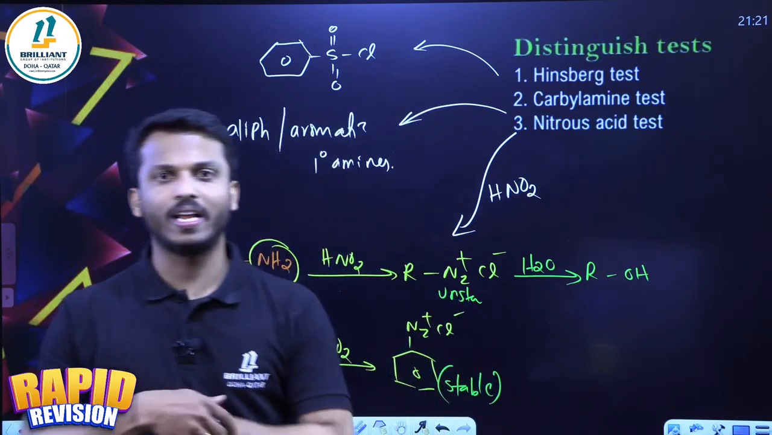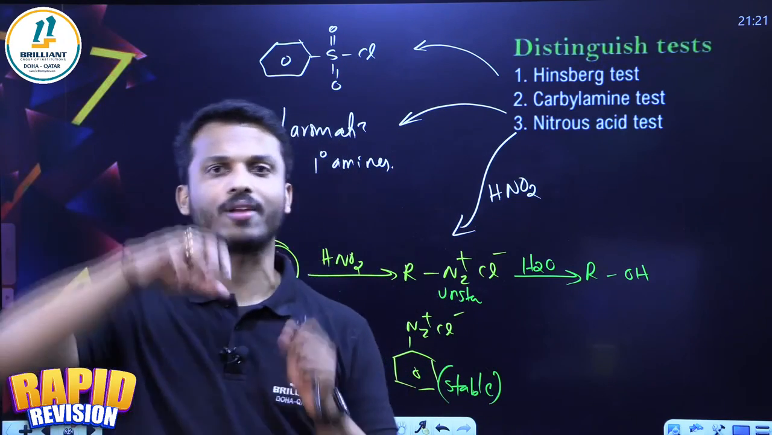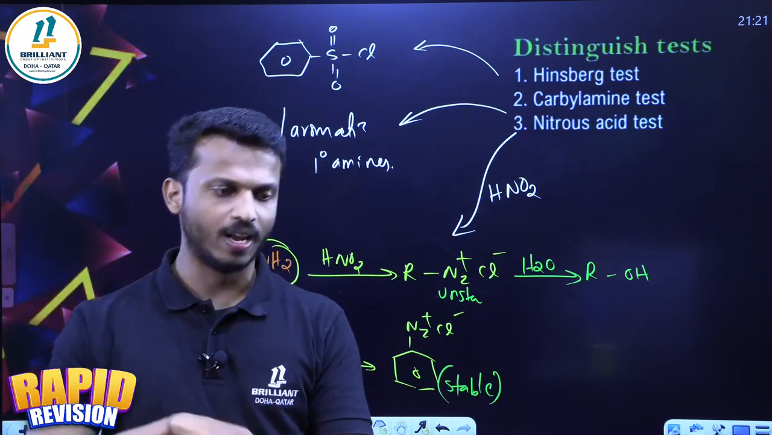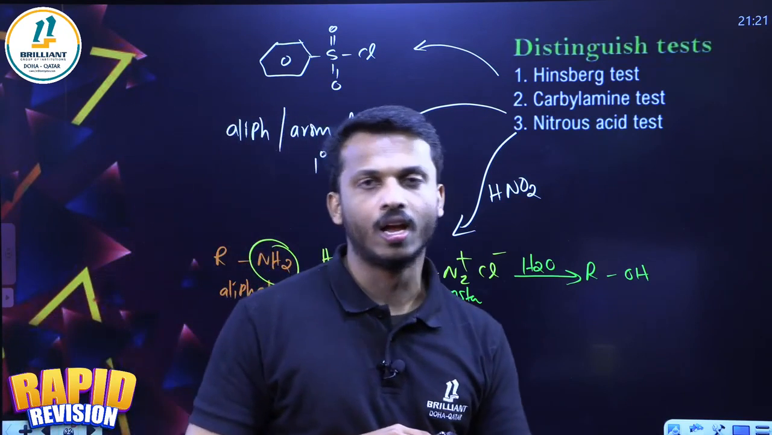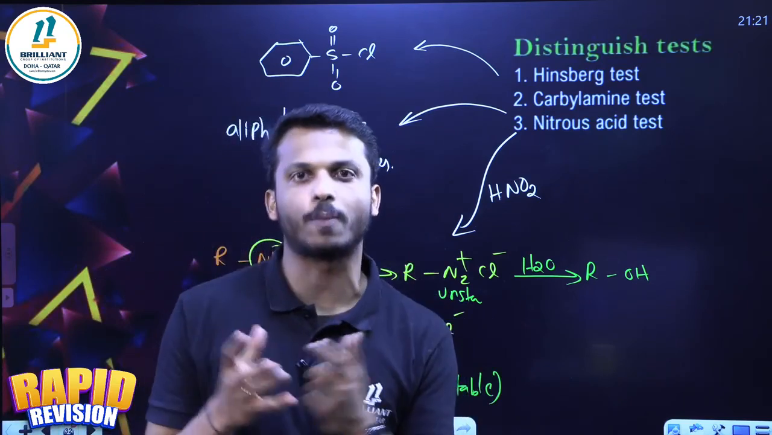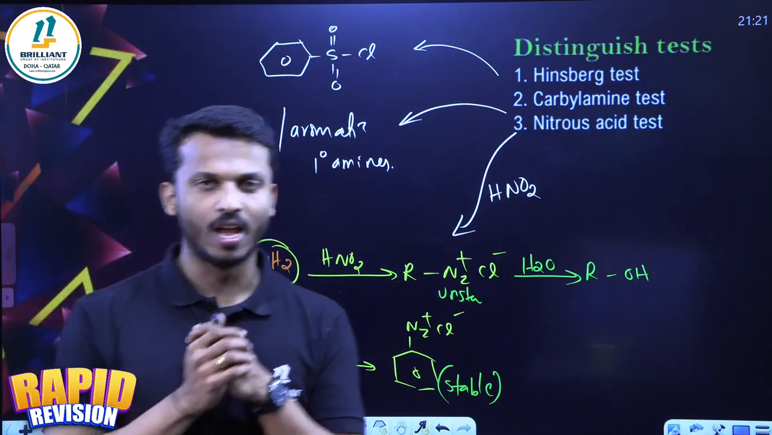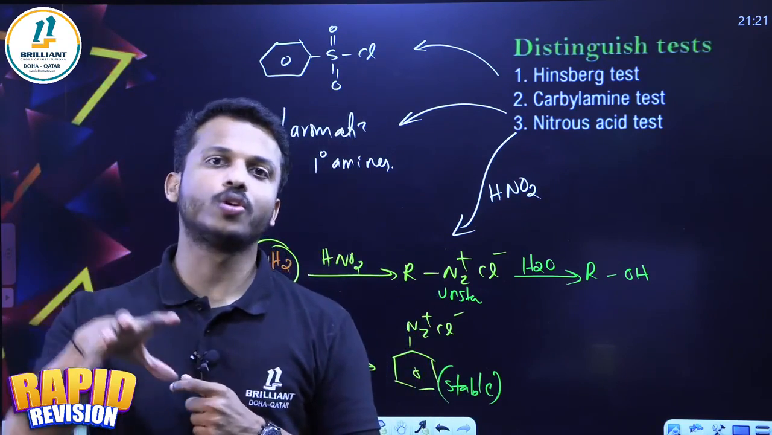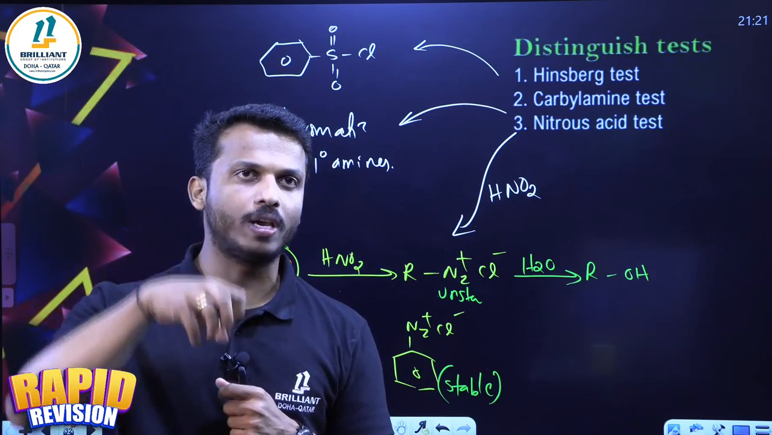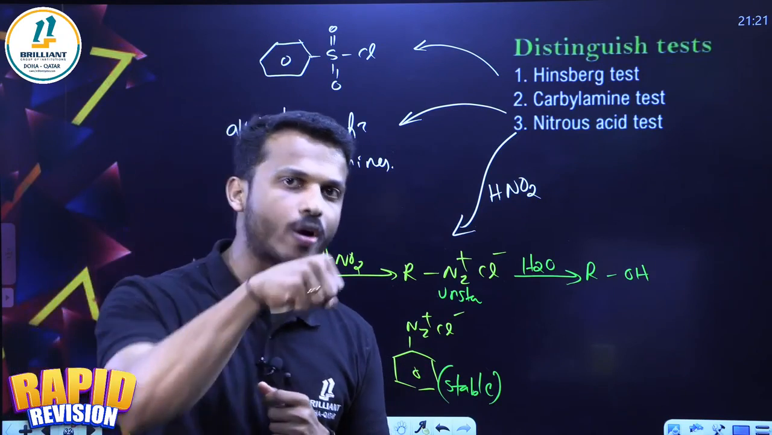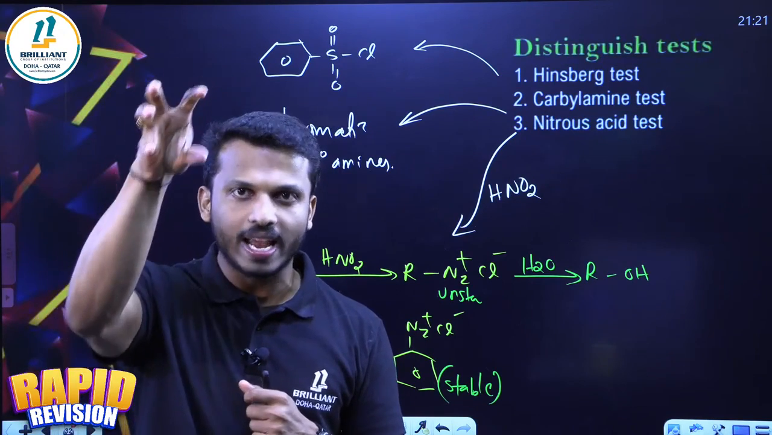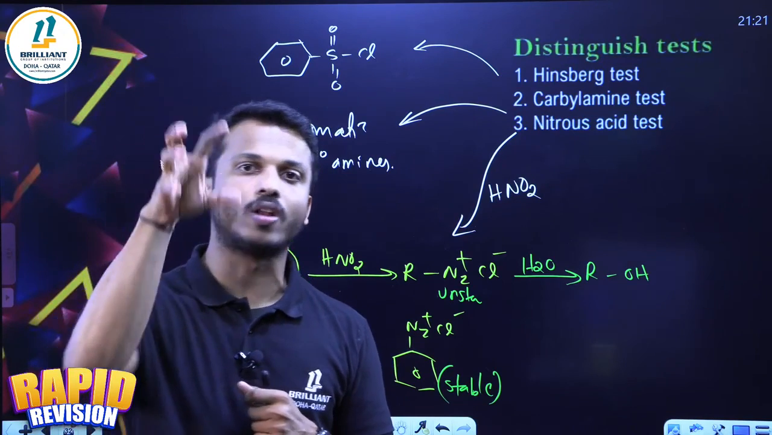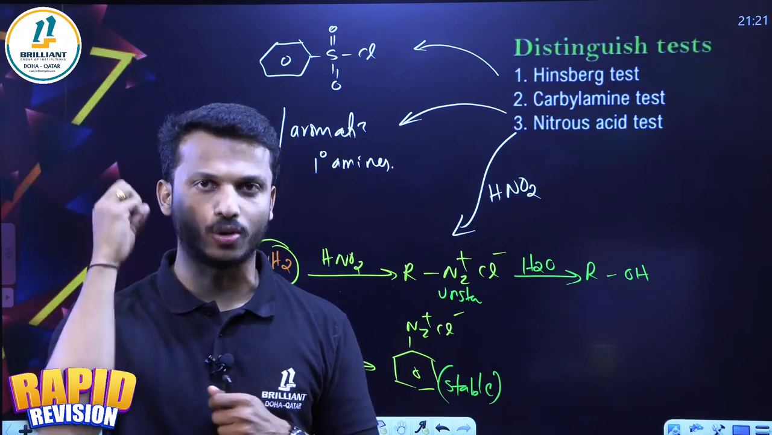Anyway, we studied a fast revision of this whole chapter, including the IUPAC nomenclature, distinction tests, naming reactions and their special properties, and reasoning type questions. Now we want to be more focused on the reagent's purpose. If they give a reagent, what is its duty in that reaction? That we are going to check.